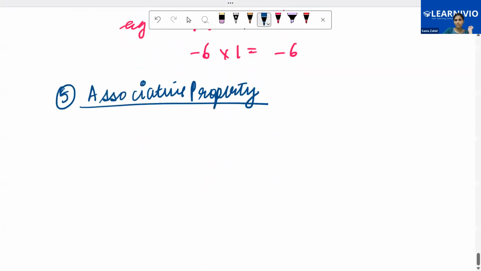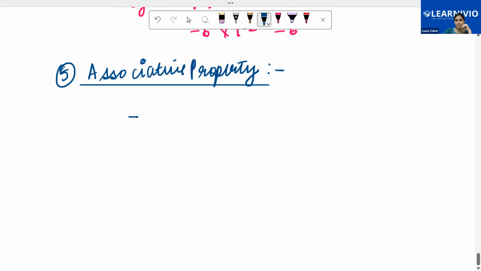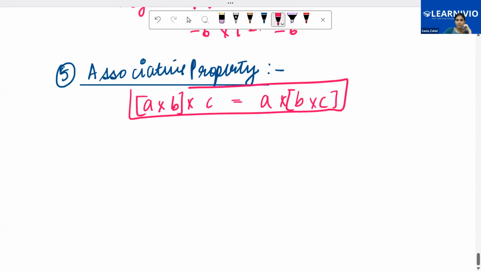What was the associative property for addition and subtraction? If we group 3 numbers and add or subtract them, we get the same integer. Now I'll consider three numbers. Like I have A, I have B, and I have C. If I first multiply A and B and then I multiply C, or if I multiply B and C and then I multiply A, then my answer will be same only.